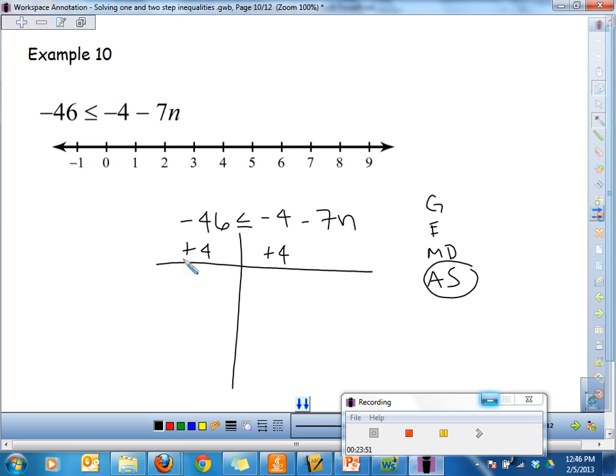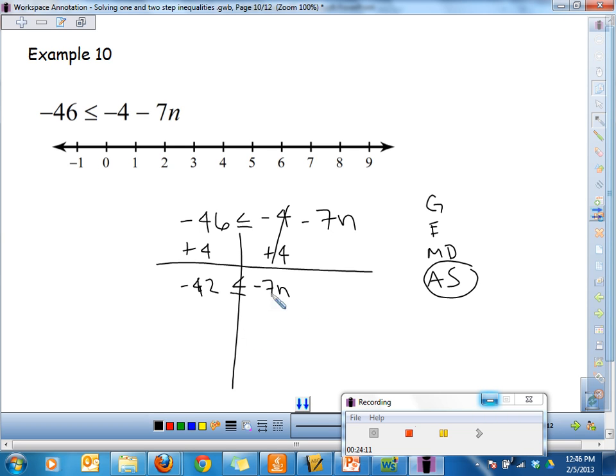Negative 46 plus a positive 4 gives me a negative 42. I'm going to bring down my inequality sign, less than or equal to. These cancel. I need to bring down a negative 7n. Alright, now, I still need to get n by itself.